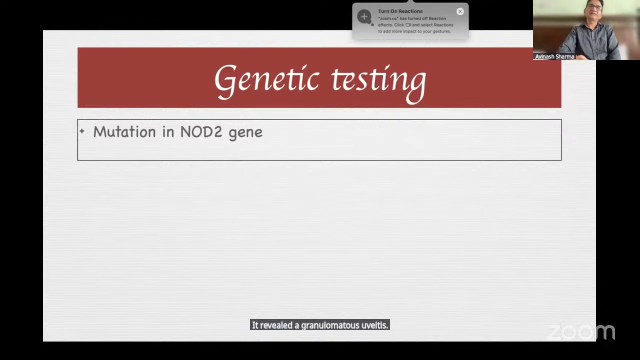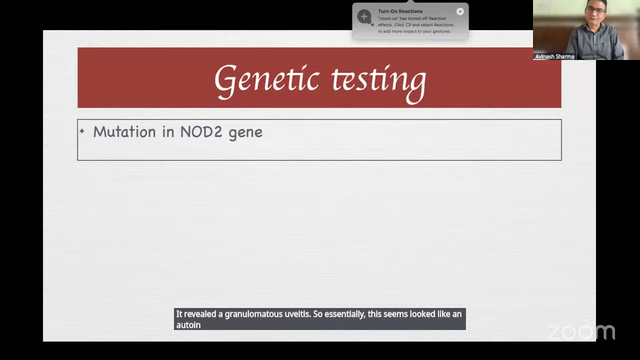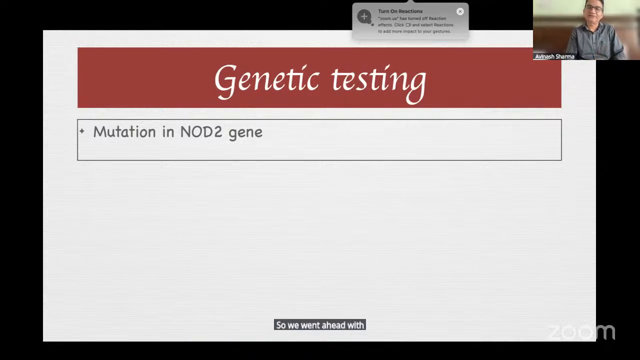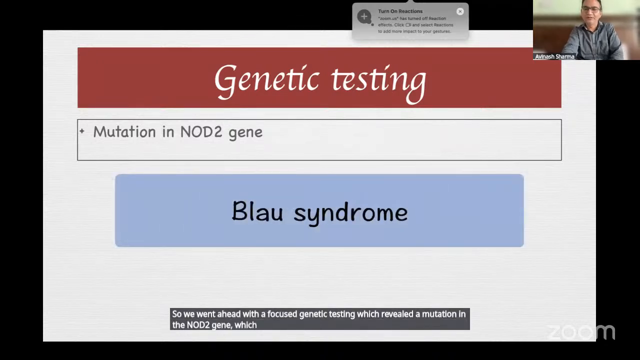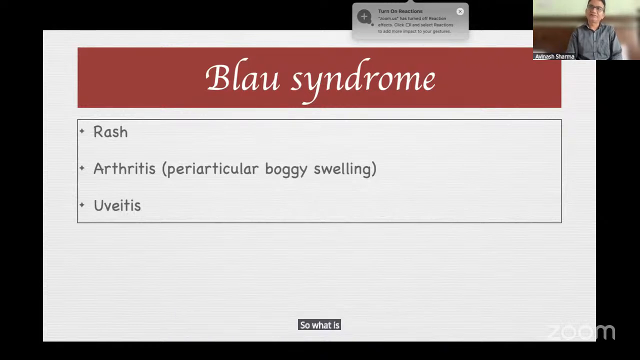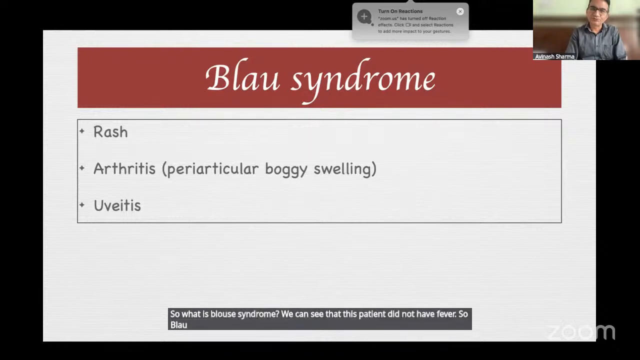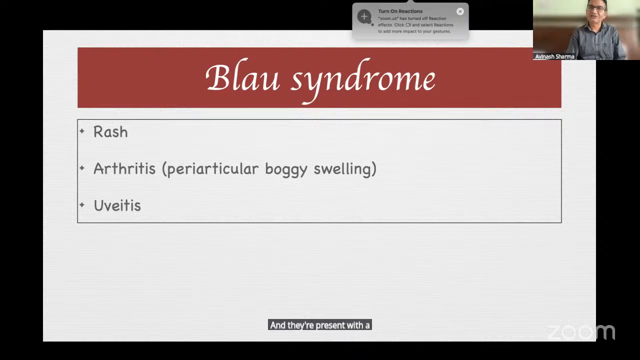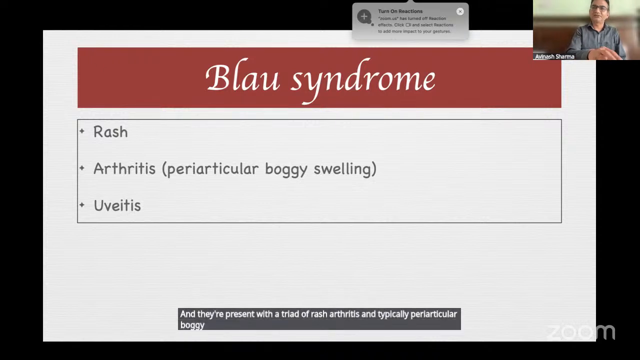So essentially, this looked like an autoinflammatory syndrome. So we went ahead with focused genetic testing, which revealed a mutation in the NOD2 gene, which is diagnostic of Blau syndrome. So what is Blau syndrome? We can see that this patient did not have fever. Blau syndrome patients usually present very young, and they present with a triad of rash, arthritis, and typically periarticular boggy swellings, like we saw, and uveitis.